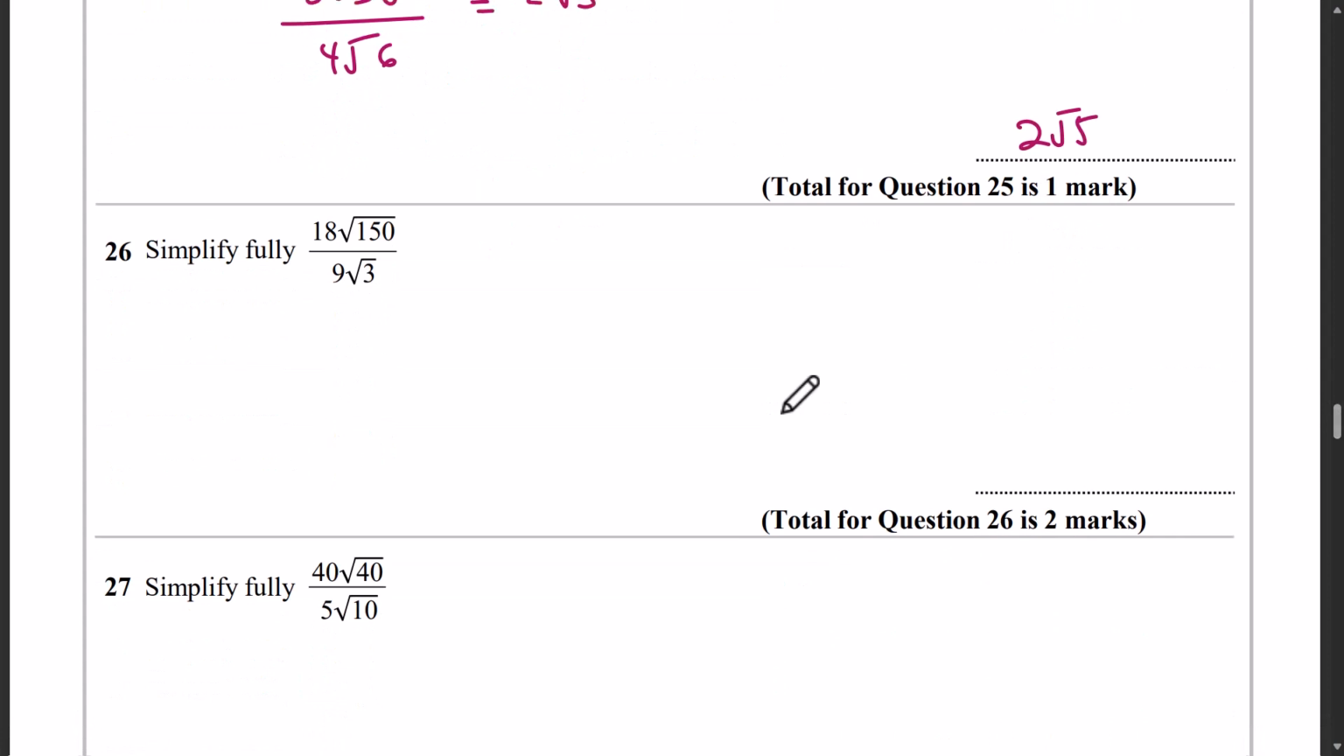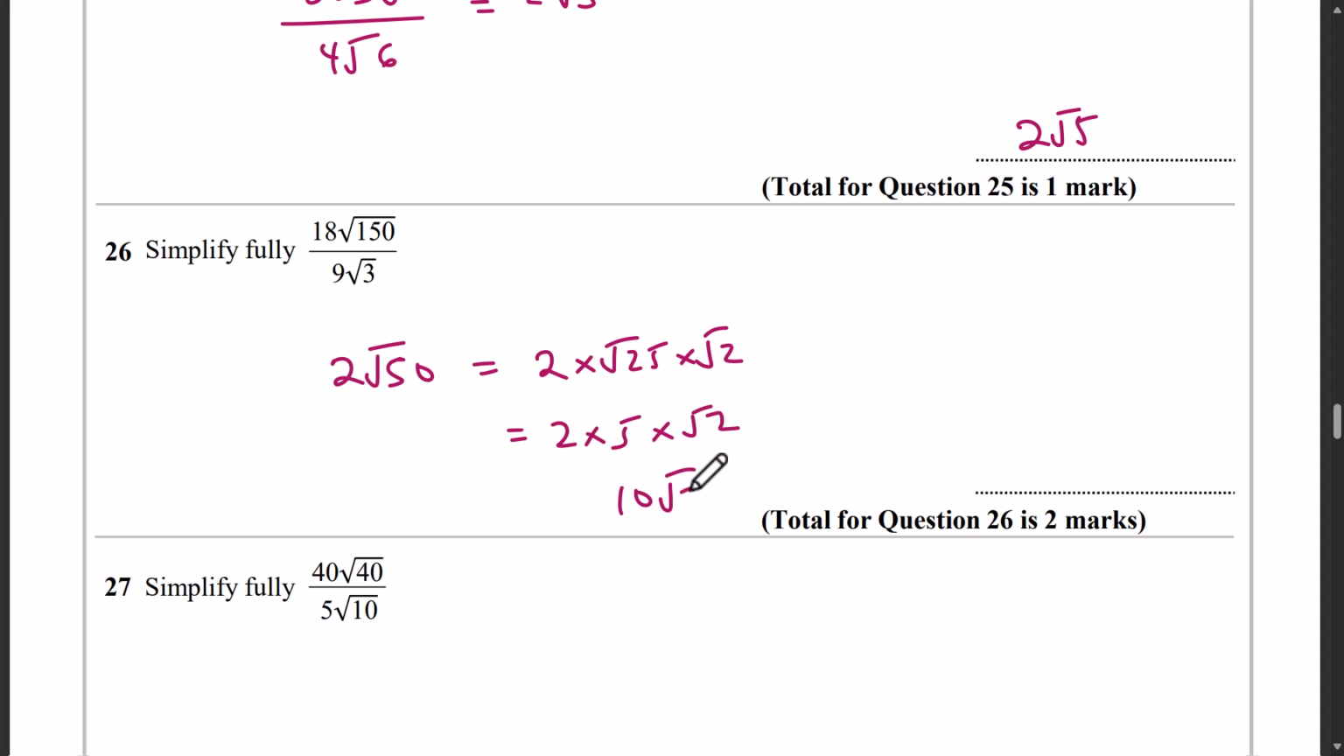And for this one, I can divide straight on. 18 divided by 9 is 2. And of course, divide 150 by 3. That's going to be root 50. Now, 50 can be simplified as root 25 times root 2. Root 25 is 5, so that's 2 times 5, times root 2. 2 and 5 is 10. So that's 10 root 2.